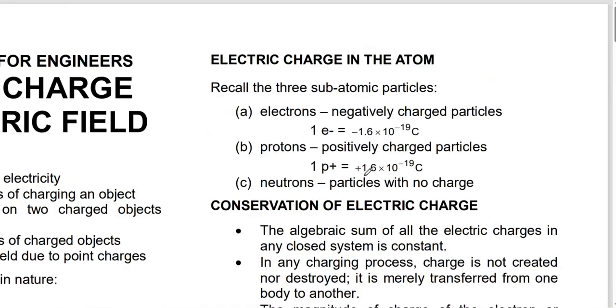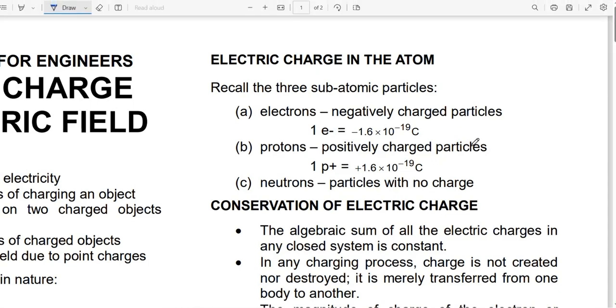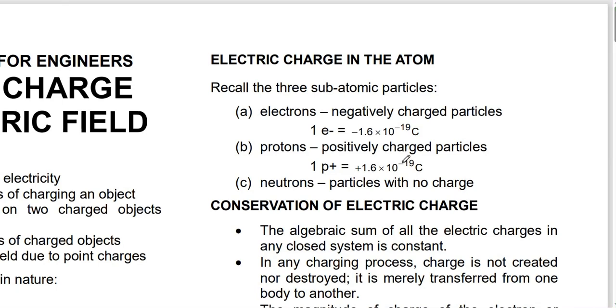So we recall that there are three subatomic particles: the electrons, the protons, and the neutrons. The electrons are the negatively charged particles, the protons are the positively charged particles, and the neutrons are those which have no charge. The magnitude of the charge of the electrons and protons are equal. It's 1.6 times 10 to the negative 19 coulomb. However, their signs are opposite. So of course, electrons are negative and the protons are positive.